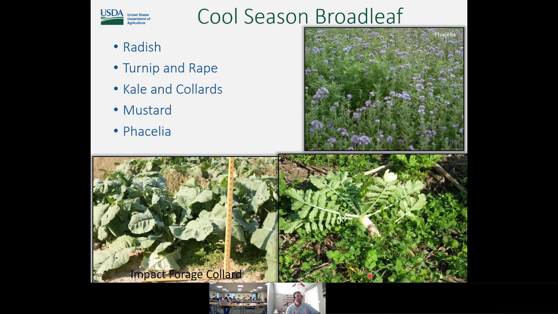Cool season broadleaves, we have things like radishes, turnips, rapes, kale, collards, mustards, phacelia, and a lot of these things have grown very popular in the past because of especially things like radish. And there's been so many different varieties of radish that have either been bred or selected for different traits. And we actually have a slide that's going to talk a little bit about that.